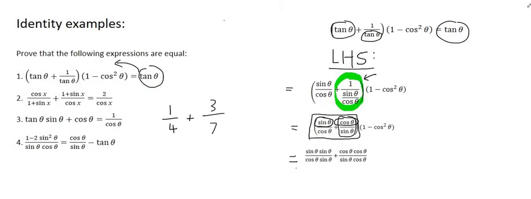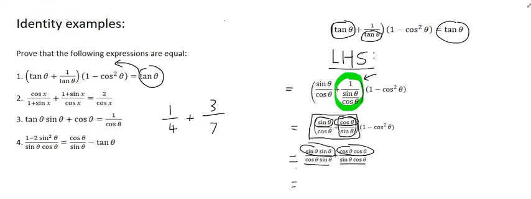And now I'm just going to simplify a little bit. So, for example, sin theta times sin theta just becomes sin squared theta, and cos theta times cos theta is cos squared theta. Another thing is that these two denominators are now the same, so you can simply add it all together over one common denominator. And so we're going to end up with sin squared theta plus cos squared theta over cos theta sin theta.